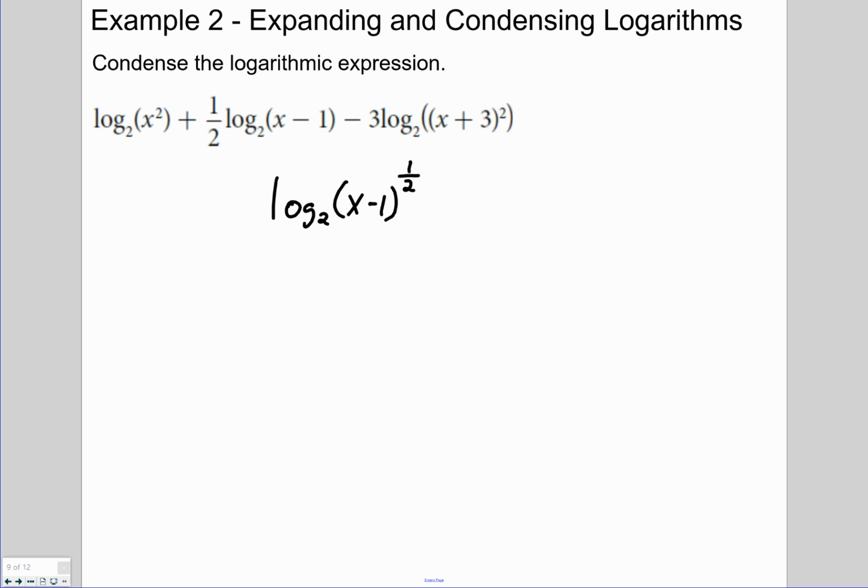Well, I never looked at the new law. I'm about to do the same thing in the next one. Minus log base 2 of x plus 3 squared, all of that cubed. Minus 3. Oh, you can keep the minus, the subtraction sign.